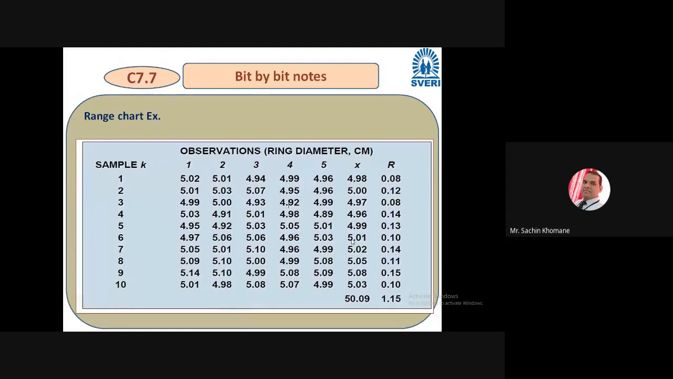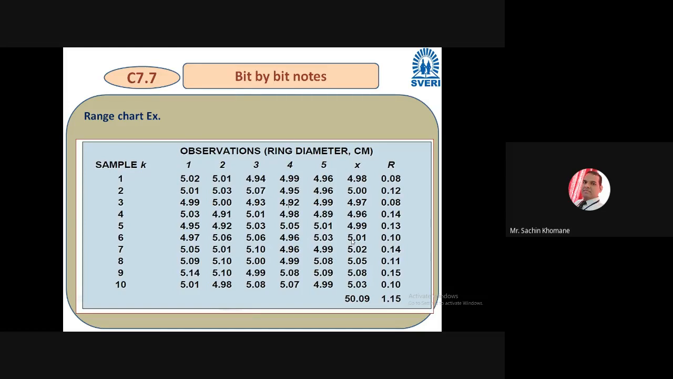Now, very simple actually, friends. If you want to calculate the range, you have to identify the larger reading and the smaller reading. The difference between these two, the large quantity minus the smaller quantity, gives you the range. So in this example, in the first sample, 5.02 is the larger reading. Horizontally you have to see.